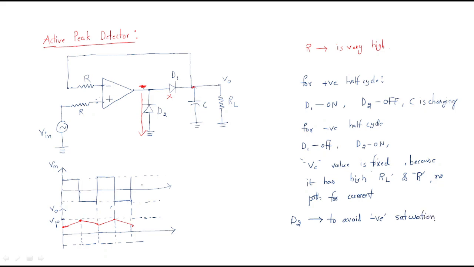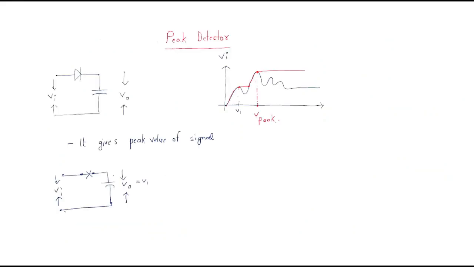Okay, so this is the working of the active peak detector. Once again, look at here: in this value, this is the peak value, and in this value, this is the peak value. So these are the peak values. This is the working of the active peak detector.